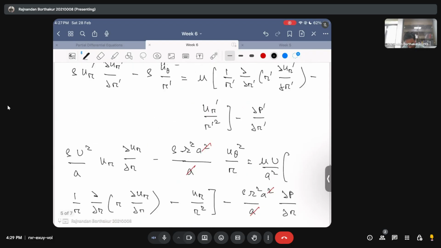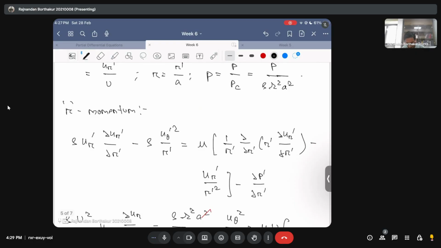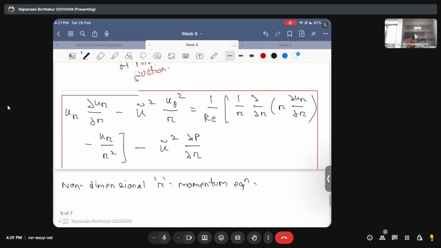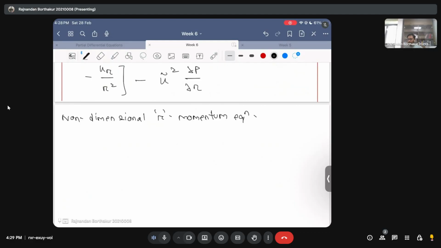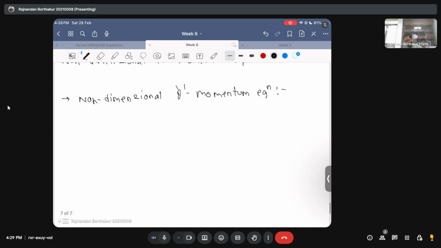Yes, I think that's it. I am just rechecking the algebra once, just to make sure that everything is okay. Yeah, I guess it's perfectly fine. Okay, so now the other task is to find out the non-dimensional theta momentum equation, and you just need to do exactly the same exercise. So I'll not do that. I'll leave this as homework to you. Please try this at your end. But I will write down the final form of the non-dimensional theta momentum equation, which is going to be something like this.